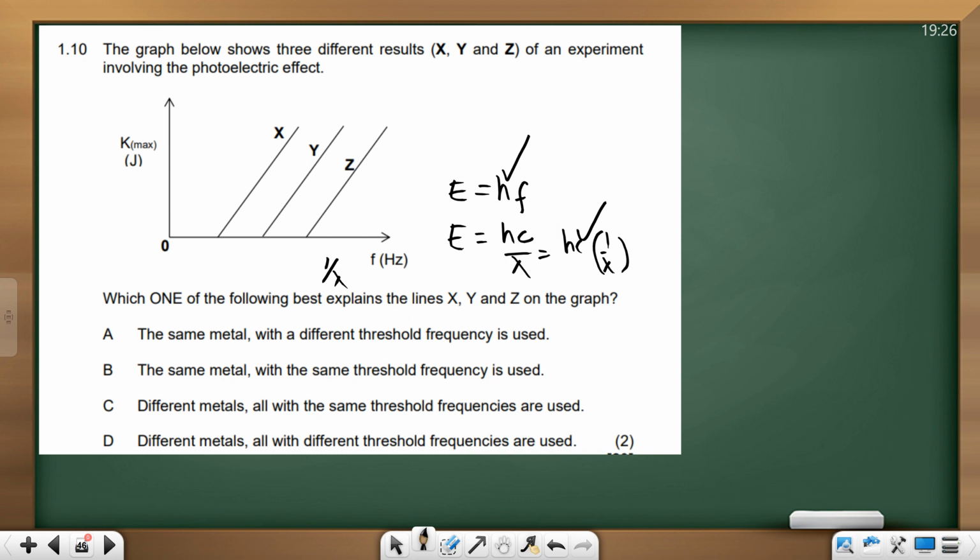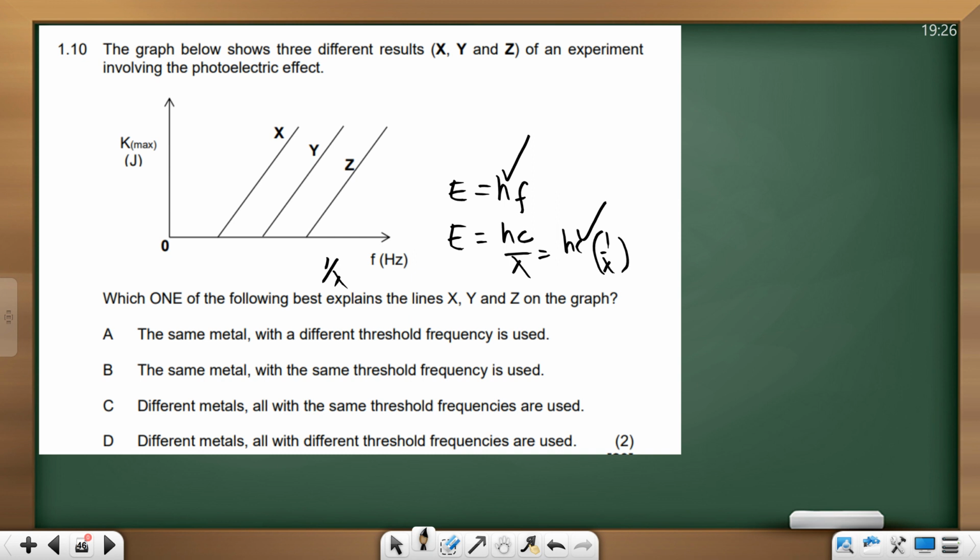A, the same metal with different threshold frequency. It's wrong. The same metal cannot have different threshold. It's like you go and you are buying the same chocolate from the same store. This one is 15 rand. This one is 12. The same chocolate, same brand, 15 rand, 10 rand, 20 rand. Something is wrong. Maybe one is expiring.